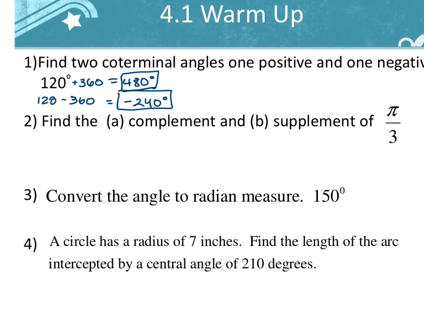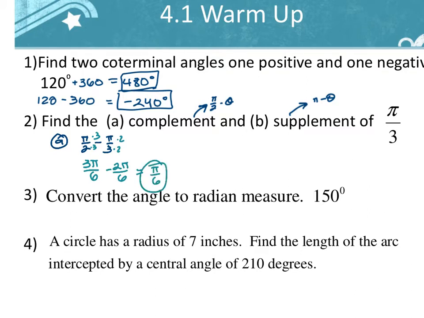All right, number 2 says find A, the complement, and B, the supplement of pi over 3. So complement means they add up to 90, which in this case would mean they sum to pi over 2. And then supplement would mean they add up to 180, which means pi. So with the complement, I'm going to do pi over 2 minus pi over 3. And then you've got to change them so they both have the same denominator. This time one doesn't go into the other, so this would be 3 pi over 6 and this would be 2 pi over 6, and I get pi over 6.